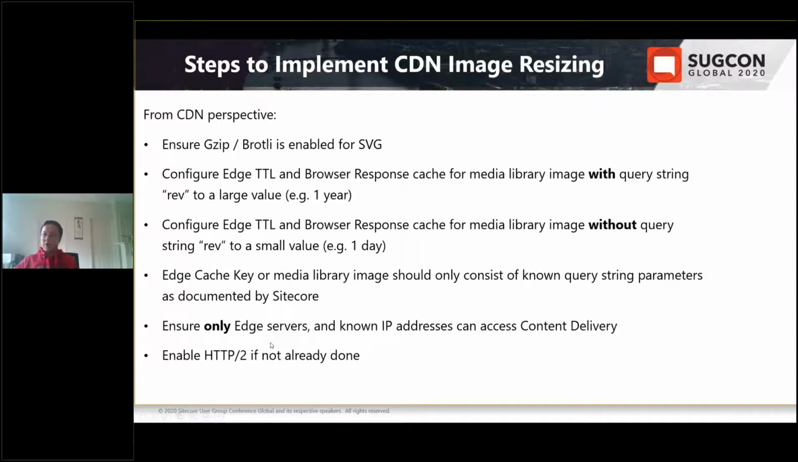Also ensure only the edge service and known IP addresses can access content delivery. So Cloudflare has a list of IP addresses available that you can set your ACLs to, and Akamai customers should get the list of ACLs from Akamai Site Shield. And then also some of the IP addresses, things like your office IP address or your home IP address, because everyone's now working from home. Sometimes you want to go to the website content delivery directly without going through the CDN, so those IP addresses should also be whitelisted. Enable HTTP2 if you have not already done so as well.